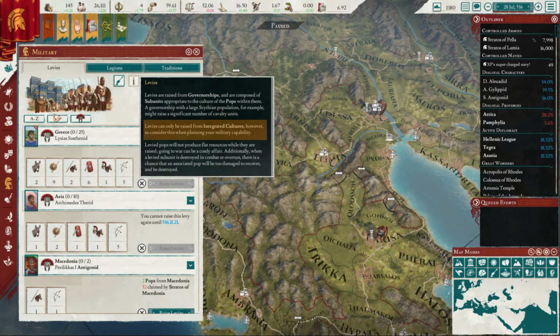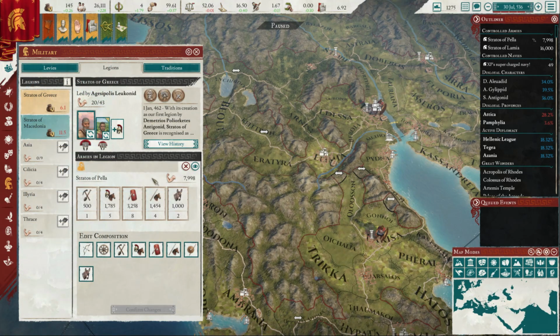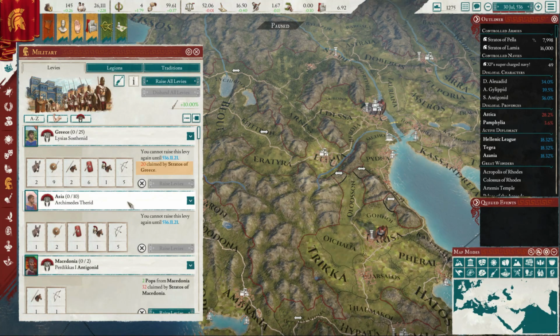Integrated culture pops also affect your capacity to levy troops, since you can only levy troops from integrated cultures. The more integrated culture pops in a region, then the bigger your levies. This is also true with legions because your maximum legion size depends on the number of integrated pops in the region in which the legion was raised. Legions also pull pops away from levies, so keep that in mind when creating legions. You get more control over the unit types, but you are pulling them away from the levies, so as your legion grows, then the number of troops available to the levy diminishes.